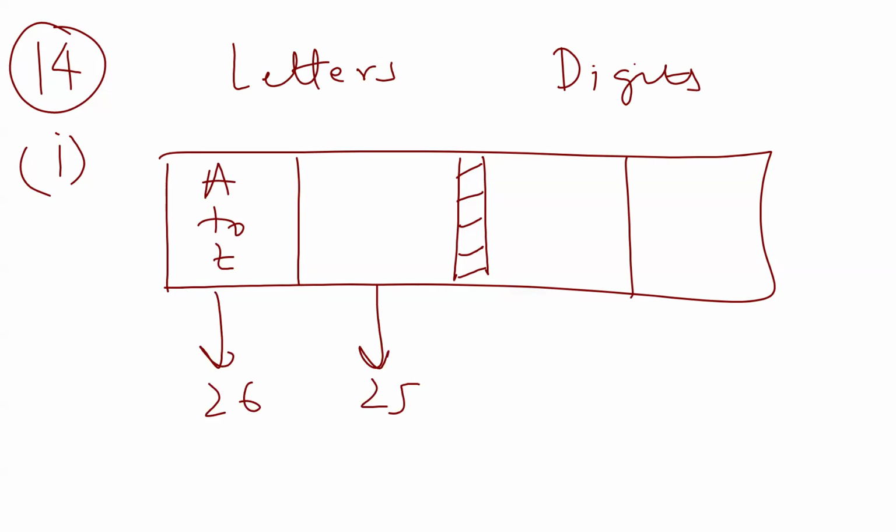Now for the digits, two distinct non-zero digits. So this will be 1 to 9, that is 9 ways, and this will be 8 ways because repetition is not allowed. Distinct is the word they have used. So you have to multiply all this, you'll get the answer.